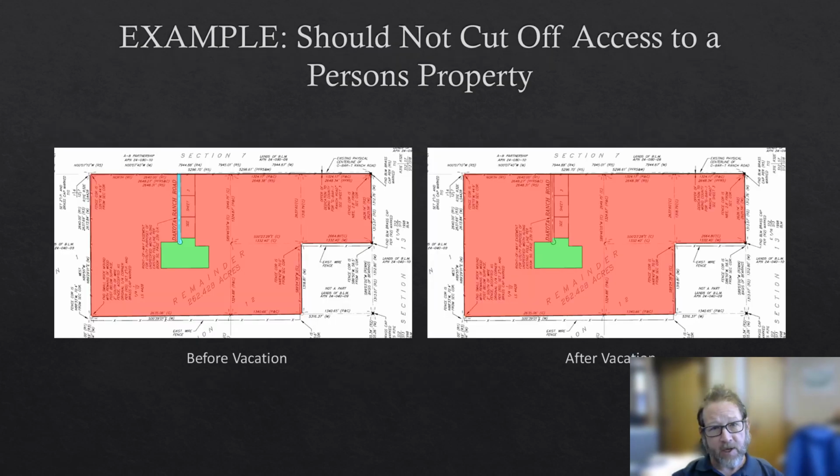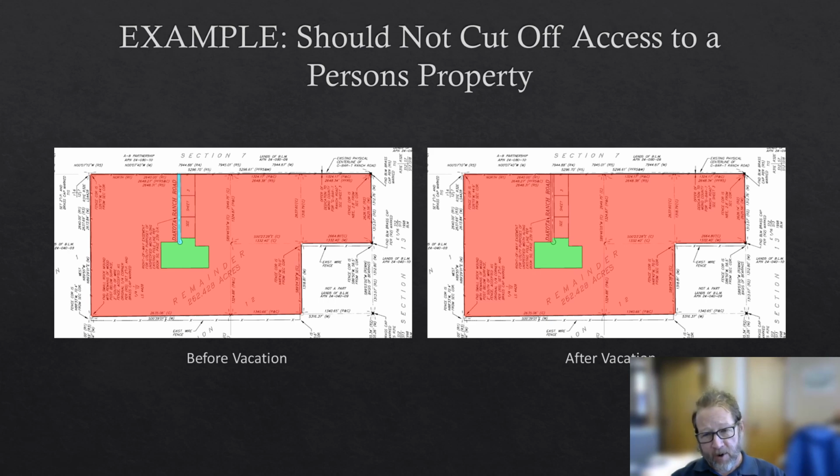So now we're going to look at whether or not this road vacation would cut off access to someone's property. And well, just by looking at the images here, the before and after images, we see that yes, in fact, this road vacation would cut off access to the green parcel there, the isolated parcel. That is owned by somebody else other than the person who was requesting the road vacation. So in this case, that's bad.